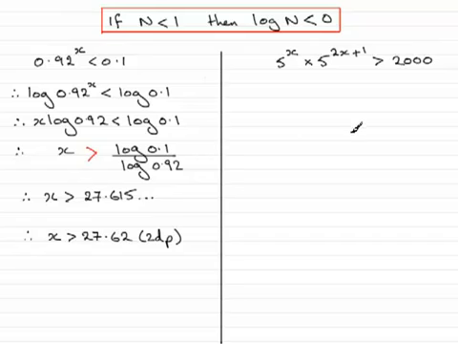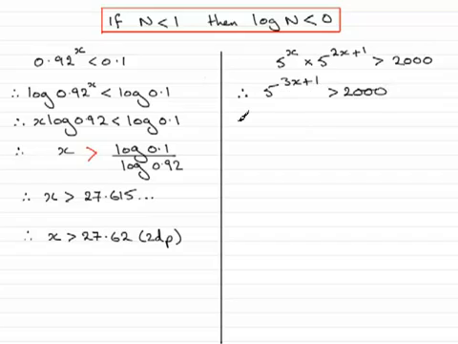In the next example, the aim is to show you how to handle terms when you get something of the form 5 to the power x multiplied by 5 to the 2x plus 1, which is greater than 2000. We've got two exponential functions being multiplied together. They are in the same base, in this case base 5. So we can use the addition rule for indices. We add the powers together: x plus 2x becomes 3x, and then you've got the plus 1. So you have 5 to the power 3x plus 1 is greater than 2000.